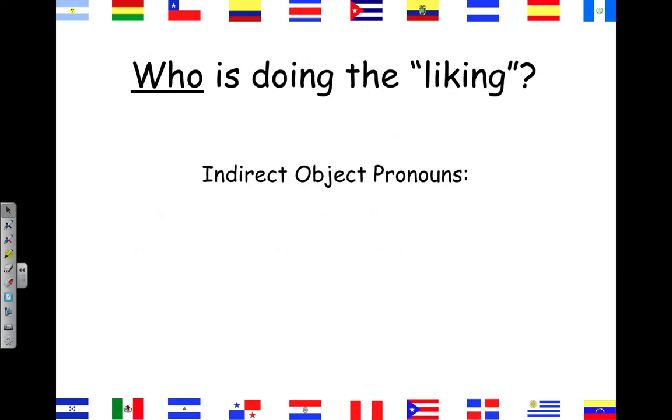So how do we determine who is doing the liking? We have to use the indirect object pronouns. And if you don't remember, those are me, te, le, nos, os, and les. Okay, those are indirect object pronouns.